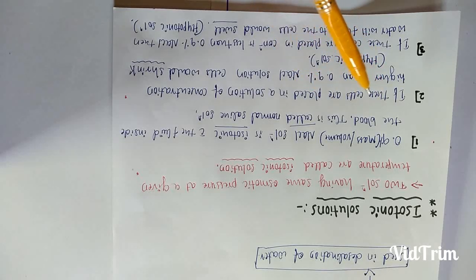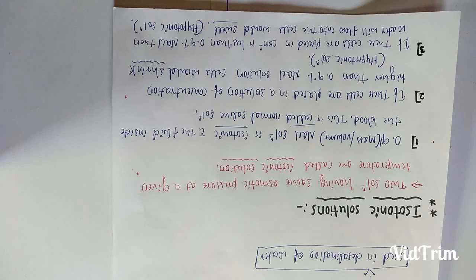And second condition, if these cells are placed in a solution of concentration higher than 0.9% NaCl solution, cells would shrink. Okay, so this type of solution is called a hypertonic solution. And third one is, if these cells are placed in a solution less than 0.9% NaCl, then water will flow into the cells, which would swell, means it is a hypotonic solution.